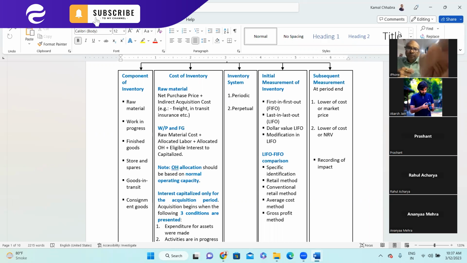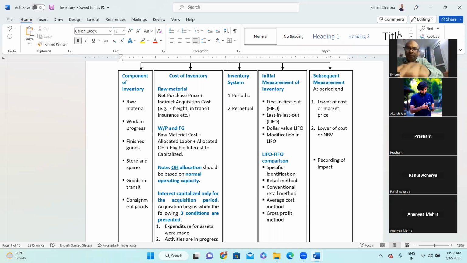Make sense? Yes, Rahul, you were saying something? Prashant, you were saying? You are asking something? No, I think you are saying something.